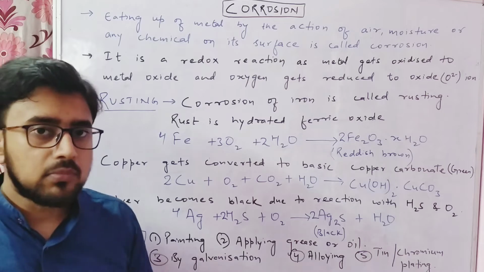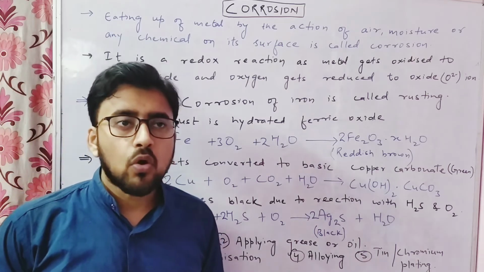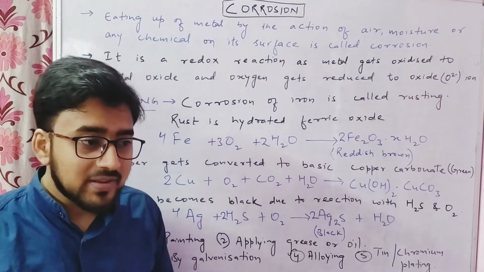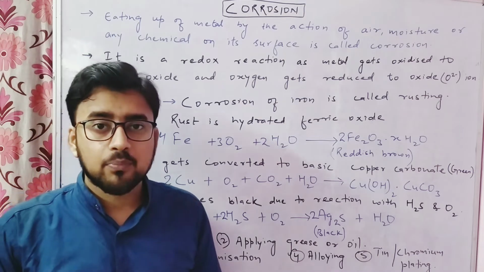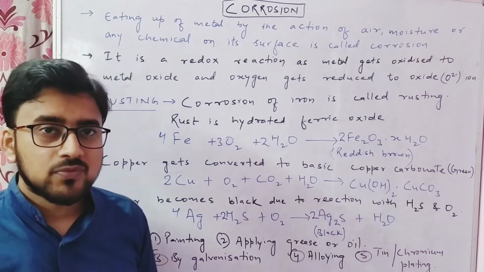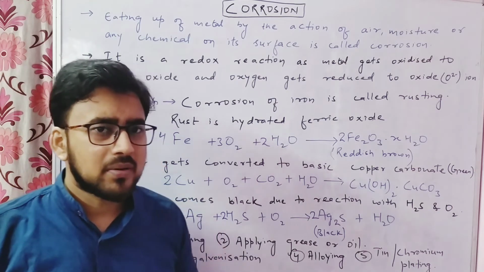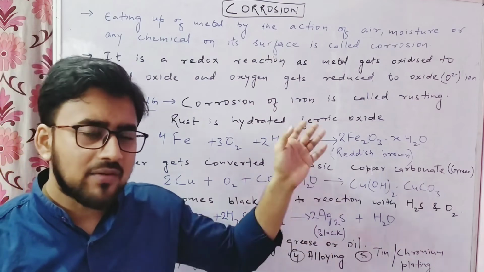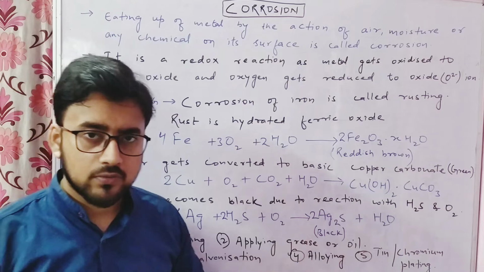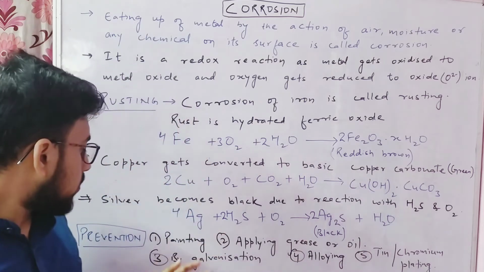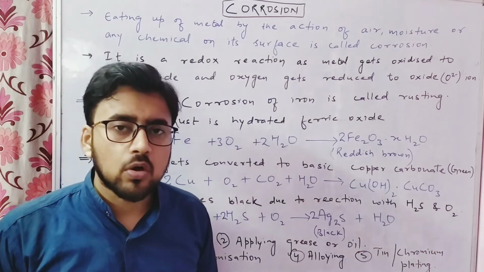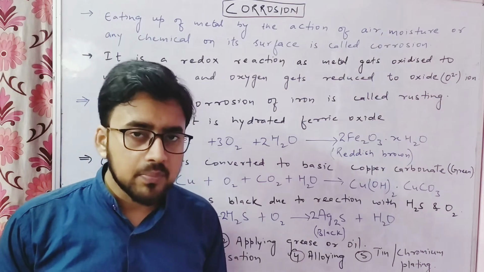But if you talk about aluminium, oxidation in aluminium is useful also, because aluminium reacts with oxygen and forms a protective layer of aluminium oxide. So the aluminium case is exceptional, but the rest of the cases that we have discussed are harmful. Now, let's talk about the prevention of corrosion. How can we prevent the process of corrosion or rusting? How can it be prevented?